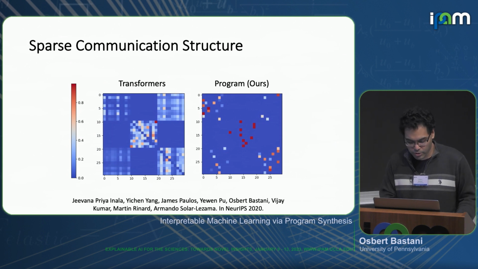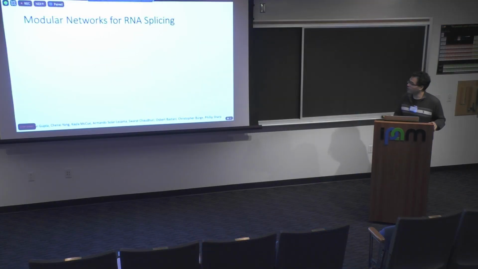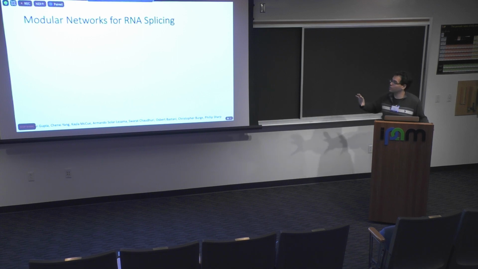That's a lot of the work we've been doing in control and reinforcement learning. I just wanted to take a minute or two to loop back to the modular neural networks for splicing example that I started off with. This is ongoing work, but we're pretty excited about it because it's a really nice demonstration of how these ideas of program synthesis can be useful in interpretability.